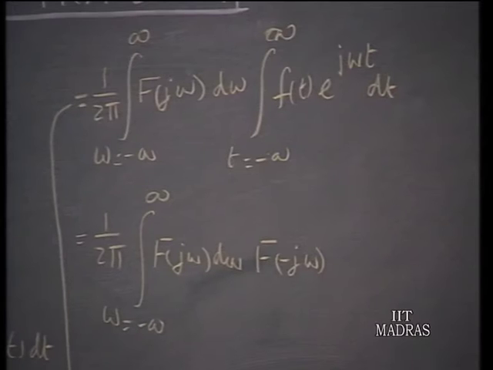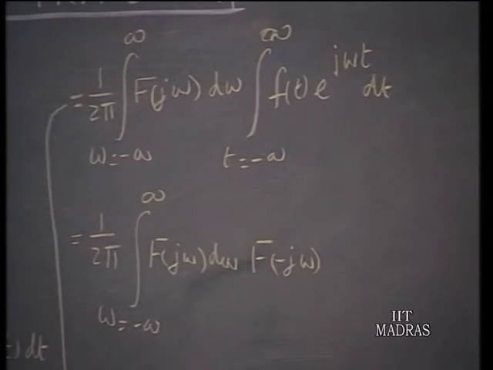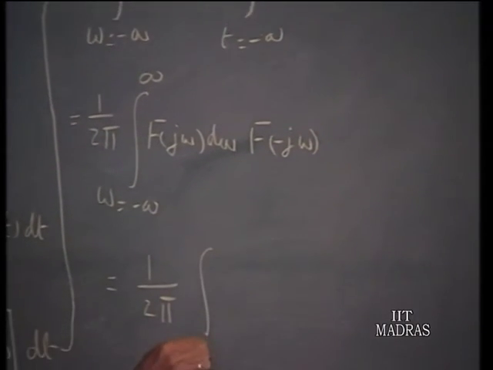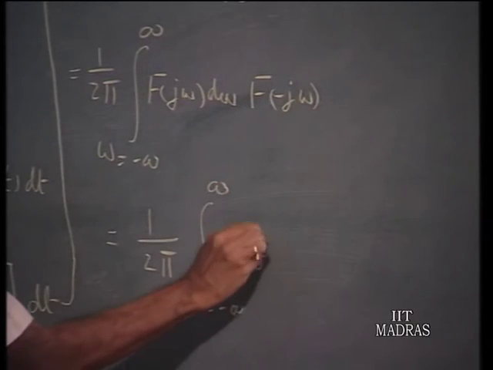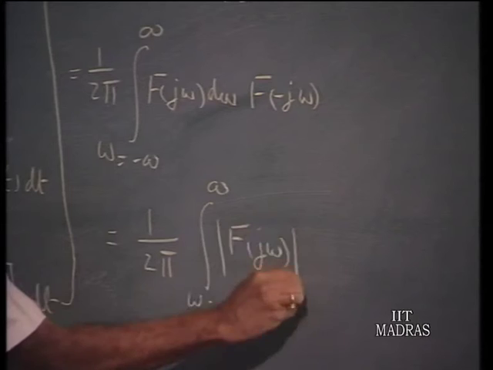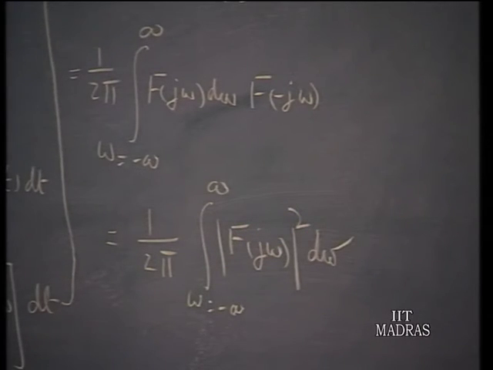And as we already observed that for real functions of time, where f of t is a real function of time, F of minus j omega is the conjugate of F of j omega. Therefore, this will become 1 over 2 pi integral from minus infinity to plus infinity of magnitude F of j omega squared d omega. So, the energy available from the signal is given in time domain in this fashion, in frequency domain in this fashion.